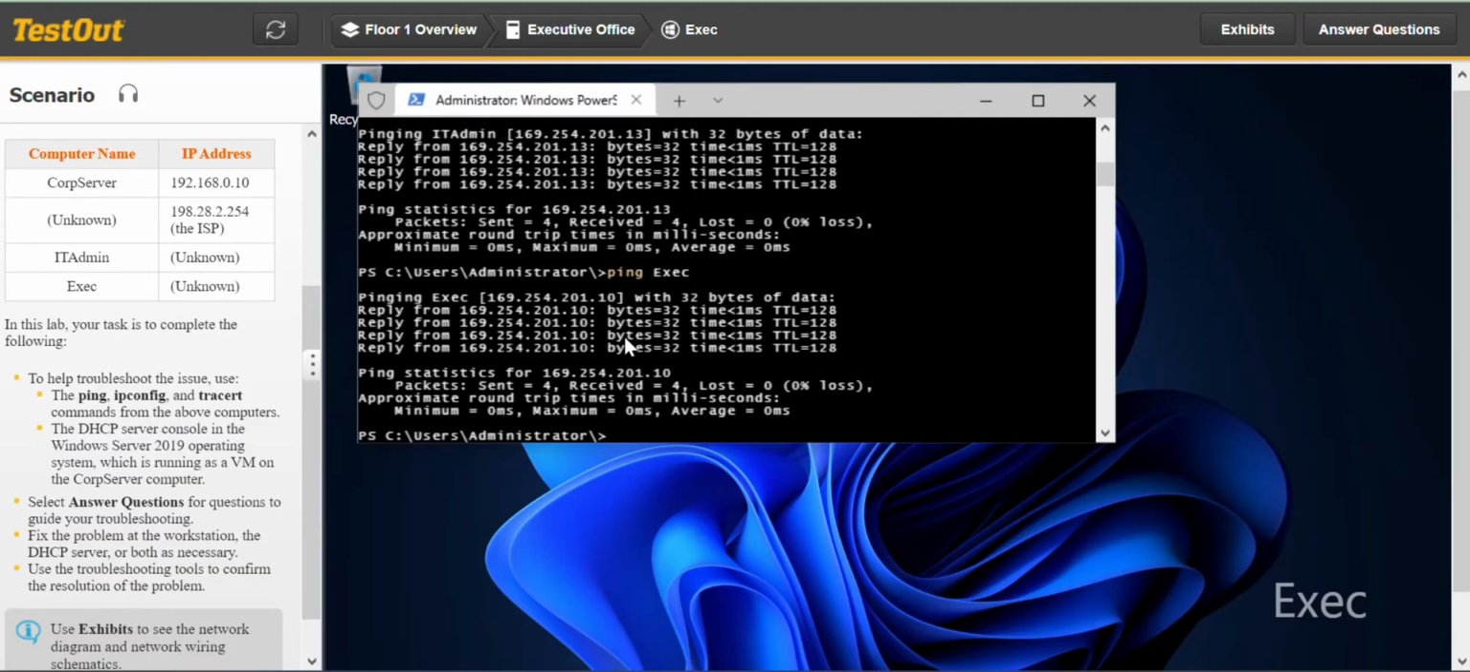This also was successful, which means the executive computer is able to ping the IT admin and the executive computer itself, but it's unable to ping the COP server and the ISP. That's the first thing we can see from our results.